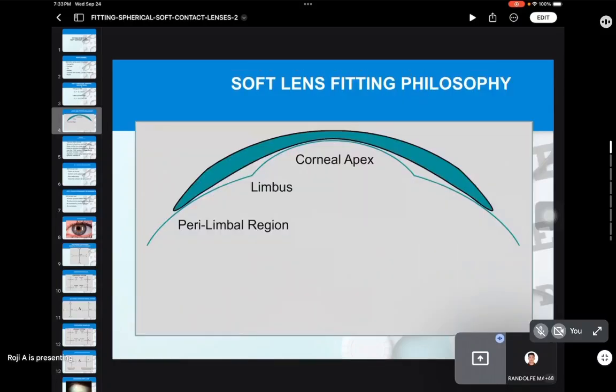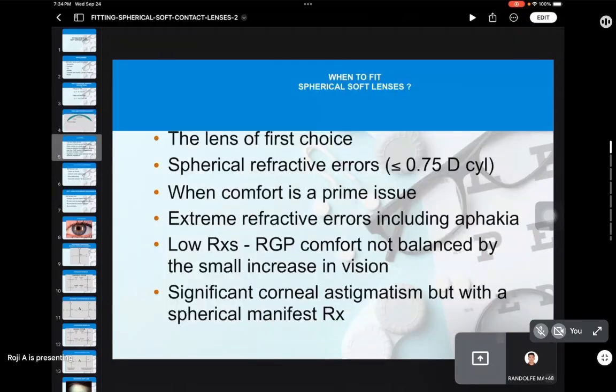Okay. Next, soft lens fitting philosophy. As you can see, this is how a soft contact lens is worn. It conforms to the shape of the cornea, from the corneal apex all the way to the periphery, which is your limbal up to scleral, or the perilimbal region. Next, when to fit spherical soft lenses.